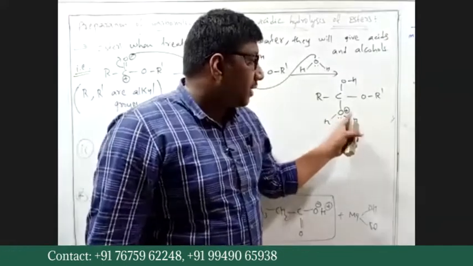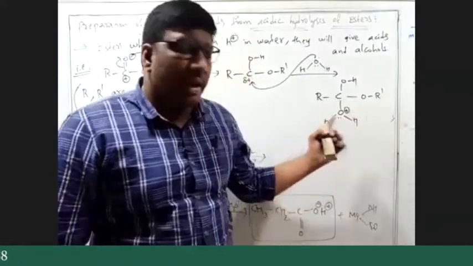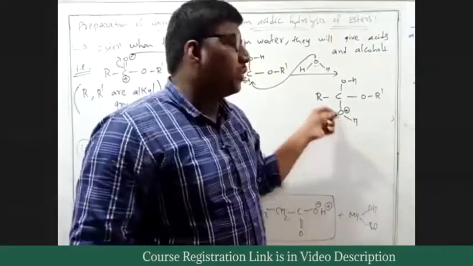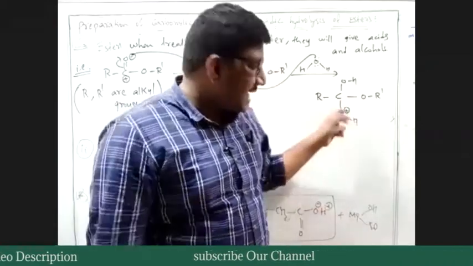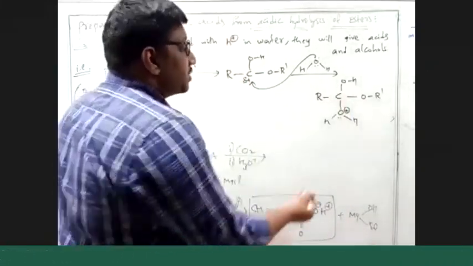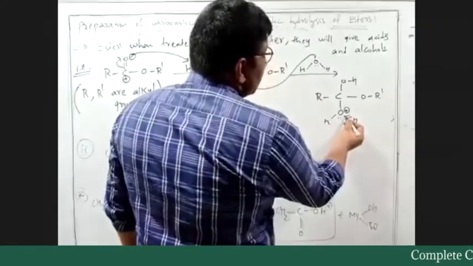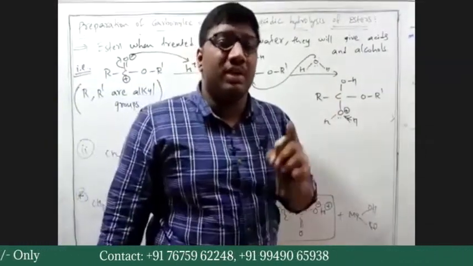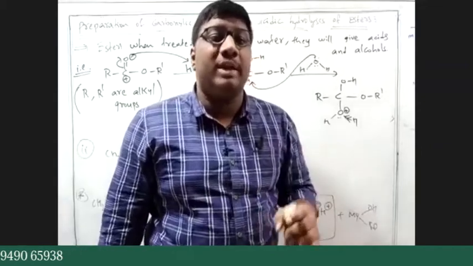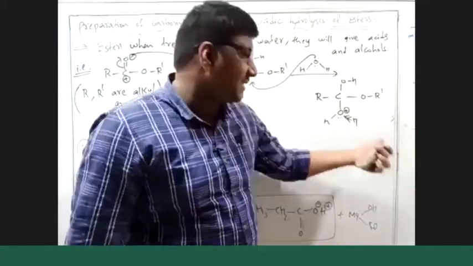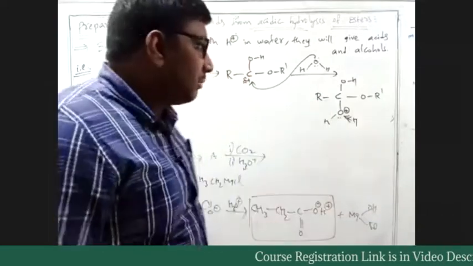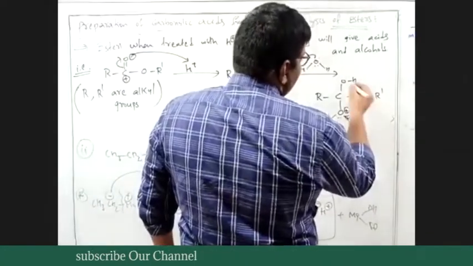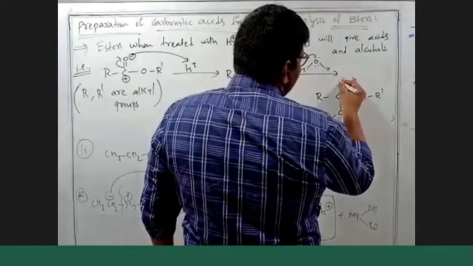But now, because of the positive charge on oxygen, the electron density of the OH bond will slightly move towards oxygen to neutralize the positive charge. This OH bond becomes weaker. The arrow represents movement of electron density. That means the OH bond becomes weaker, but it is not broken. It breaks only when something else comes and attacks H plus. But here, you have O R dash and OH.